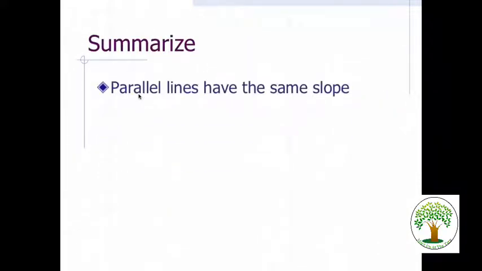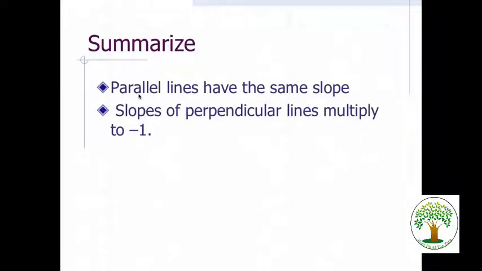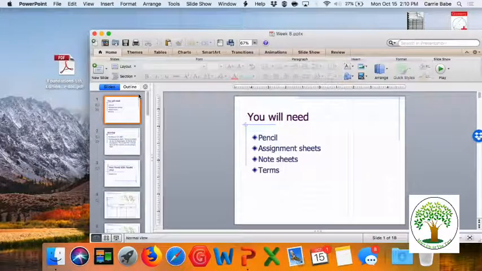All right, you learned that parallel lines have the same slopes. You learned that perpendicular lines, you can multiply their slopes together to get negative 1. At least a couple of us preferred a different way of seeing it. Instead of multiplying to negative 1, they're what? Negative reciprocals.